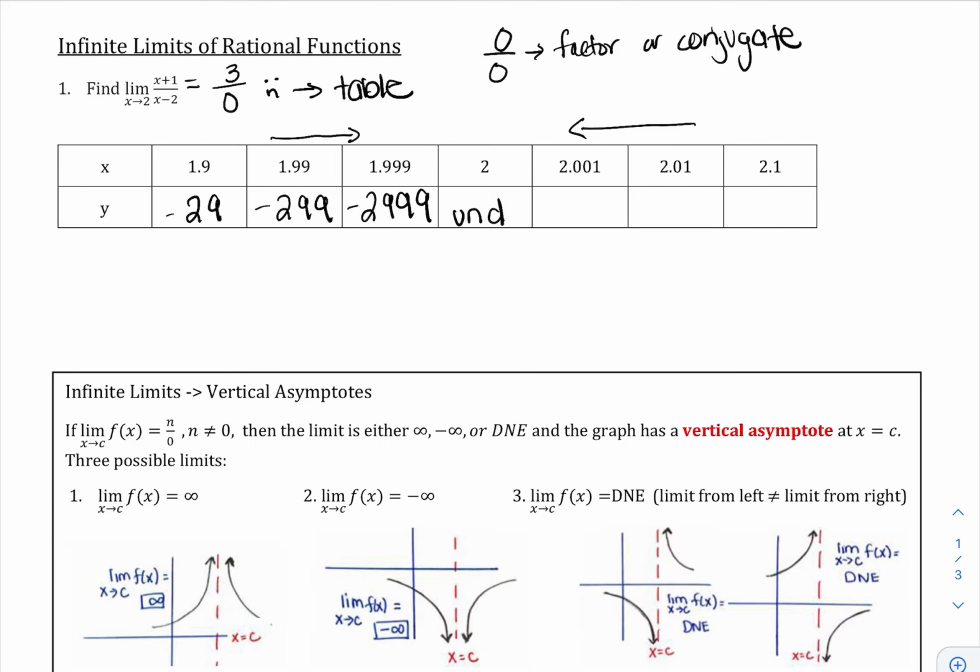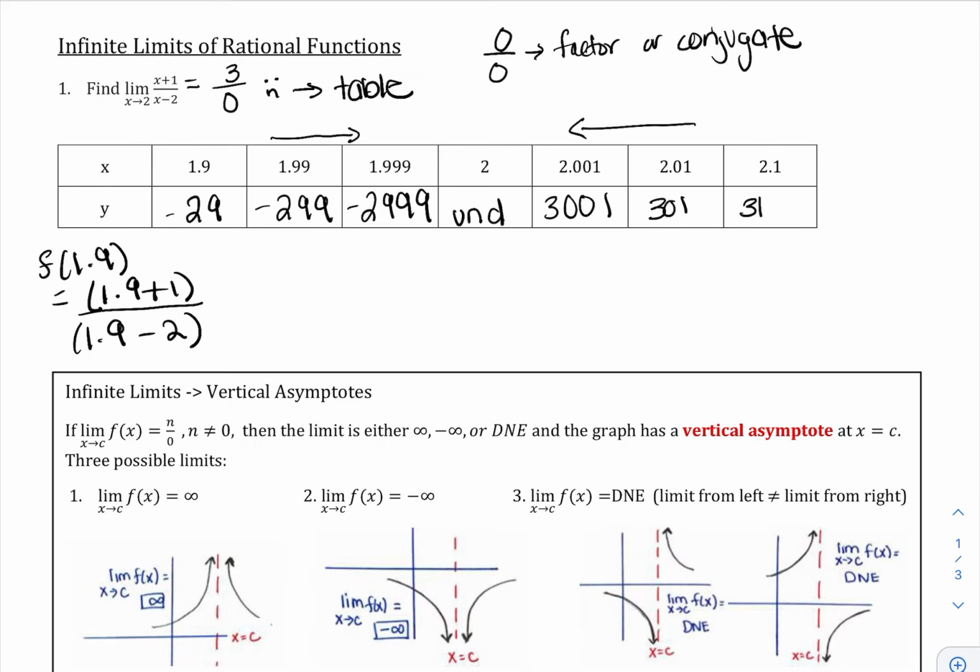When you go in from the right, you're going to get 31, 301, 3001, and so on. Now, be very careful when you plug into your calculator. For example, when I'm doing f of 1.9, you need to put parentheses in your calculator. So it needs to be (1.9 plus 1) over (1.9 minus 2). You need parentheses in your calculator. Try it out for one of them to make sure that you get the same thing.